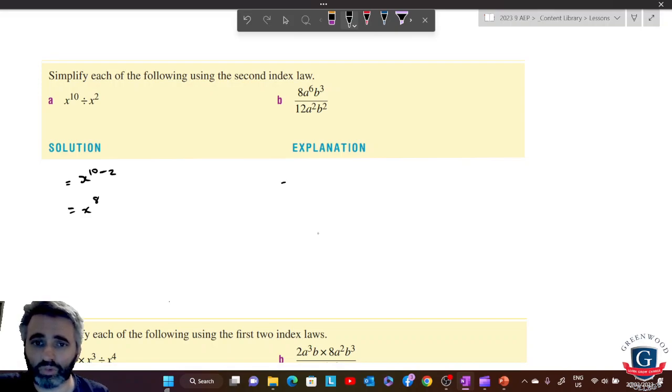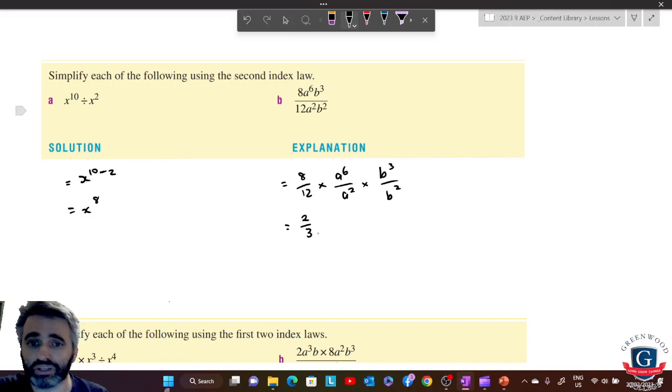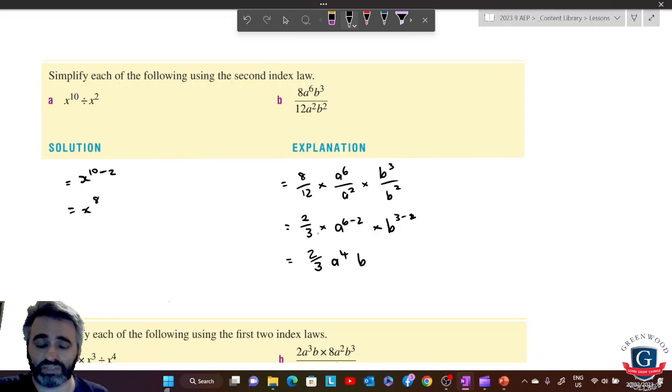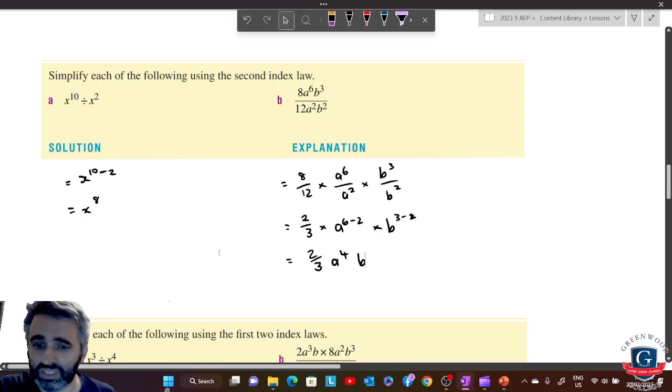And in this one, we can take out the coefficients first. 8 on 12 times a to the 6 on a squared times b to the 3 on b to the 2, which is 2 on 3. Divide the numerator and denominator by 4, times a to the 6 take 2, times b to the 3 take 2. That's 2/3 a to the 4 b. Nice and easy. Let's look at the third one.